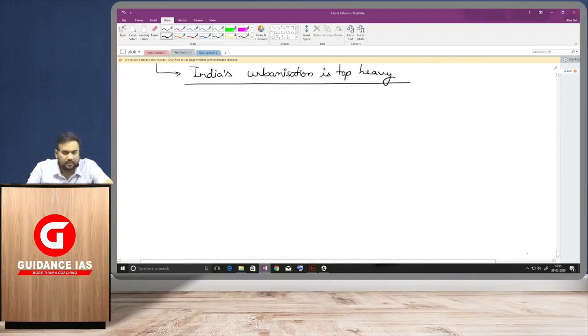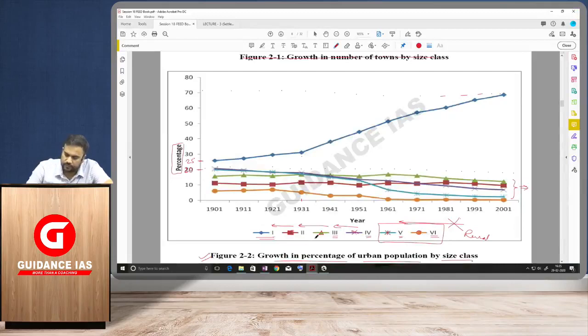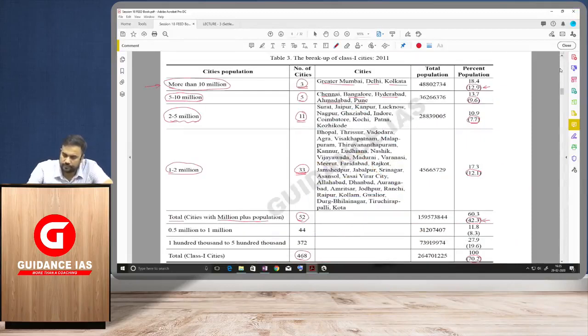ठीक है, टॉप हैवी. सो अगर मुझे देखना है टॉप हैवी, तो ये देखा है हमने पहले भी, दिस चार्ट. So in total in class 1 cities, how many people are living? There are a total of 468 class 1 cities. The number of people living there is 70.2% in 2011. ठीक है, 70.2% people are living in them.